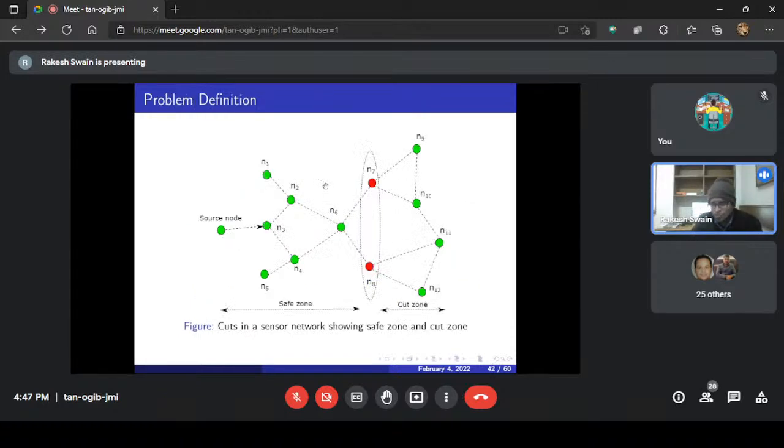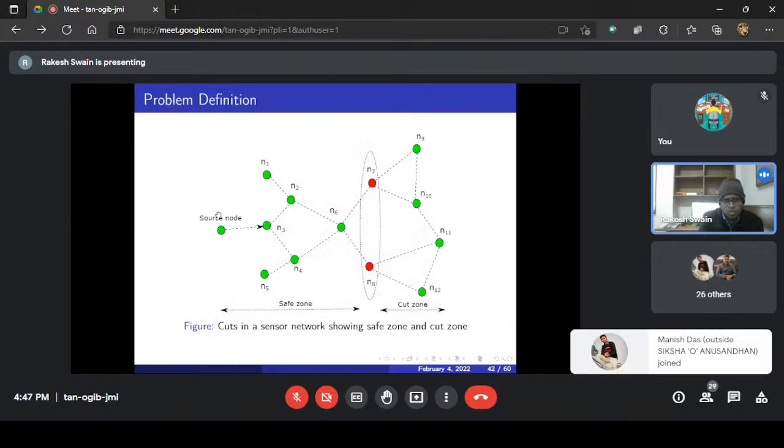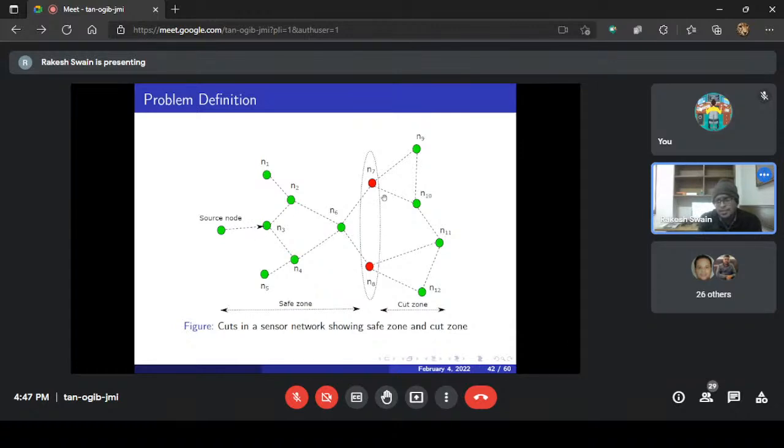Basically, the problem here is that whenever the source node sends its data to the other nodes, the destination, and let's say after some time these two nodes become faulty. Due to the faults, the messages will not reach, because these are faulty nodes. So these two nodes divide the total network into two parts. You can say that these two nodes are the cut nodes. They divide the network into two parts.